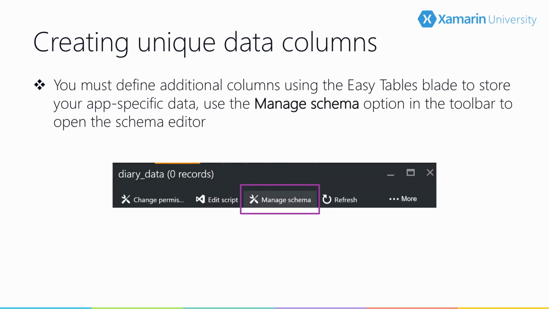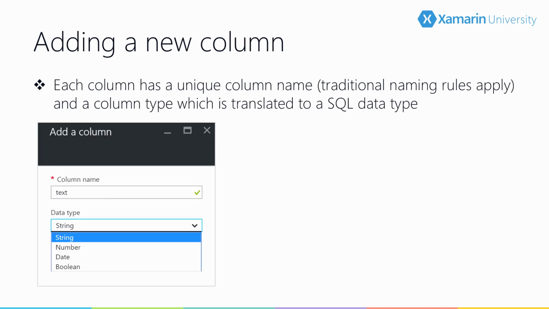Once you've defined your Easy Table, you likely need to add some unique columns to it to store your app-specific data. This is done by selecting your table in the Easy Tables view and then selecting the Manage Schema toolbar option at the top. This opens an editing blade for the table, and that lets you add and remove columns from the table definition. Any operations that are done here will change the schema of the SQL Server database table. The main thing you likely want to do is to add new columns to your schema.